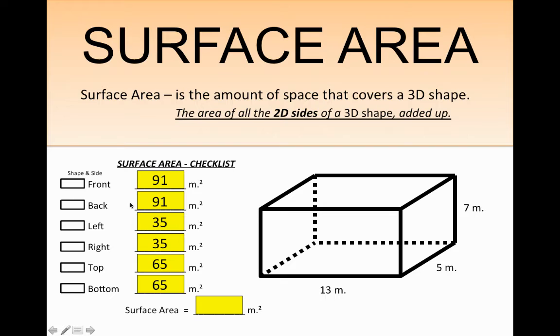So if we've got all of these numbers here, the way we find the surface area is to add up all those sides. So 91 plus 91, 35 plus 35, 65 plus 65, adding all those up.